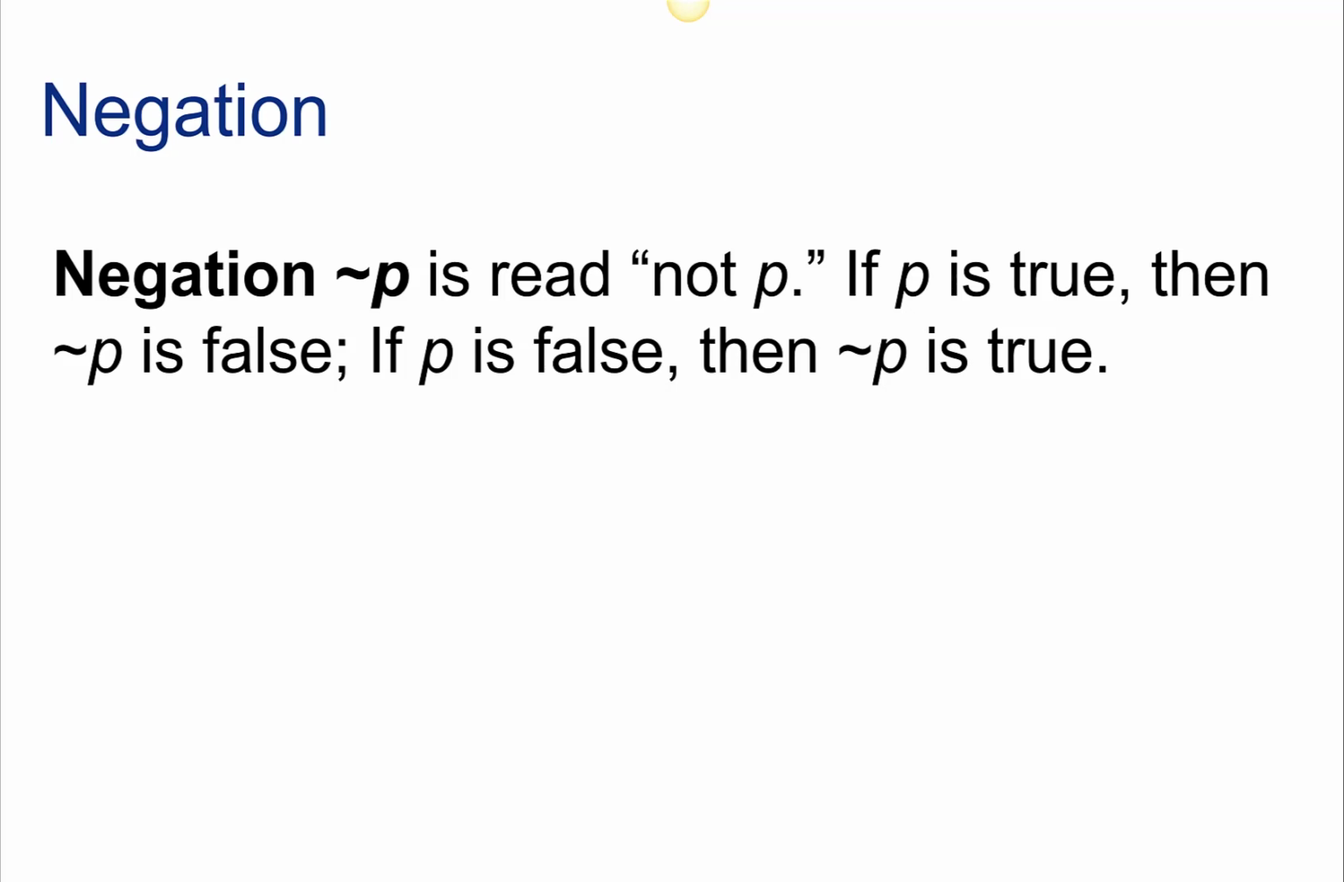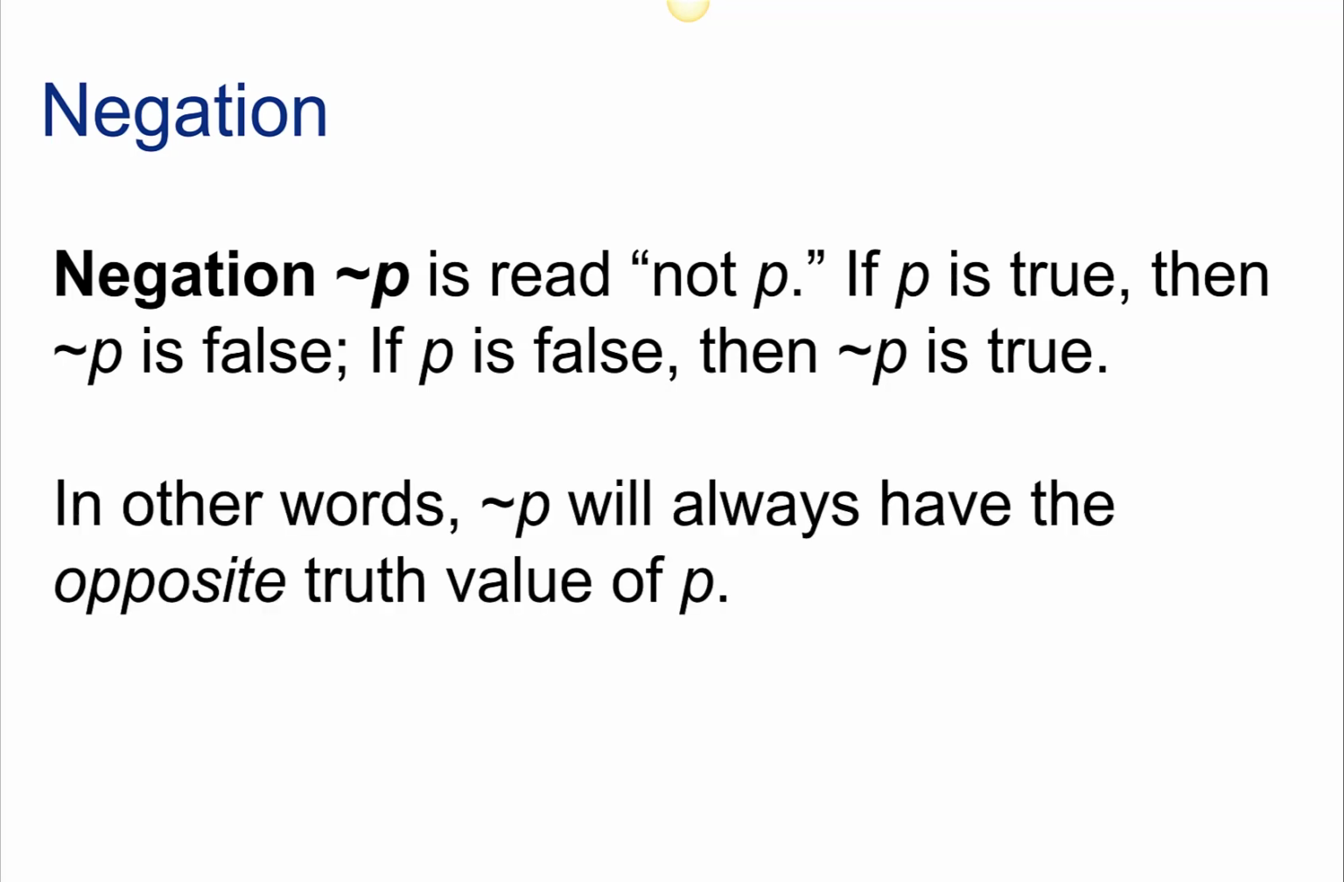The negation of P is read as not P. If P is true, then the negation of P is false. If P is false, the negation of P is true. In other words, the negation of P will always have the opposite truth value of P.